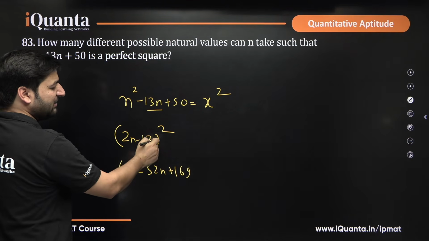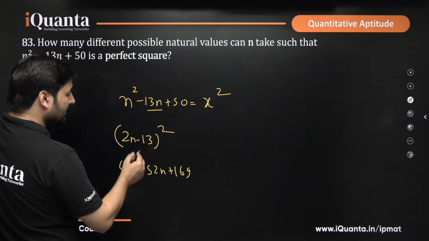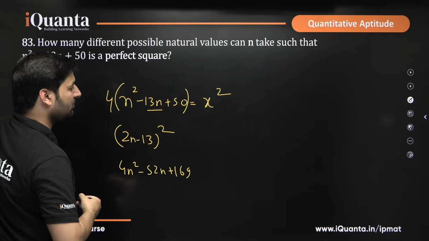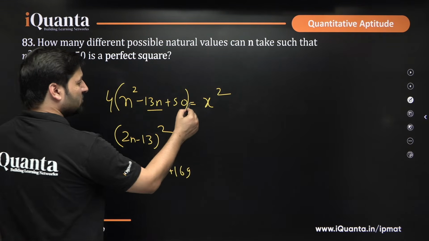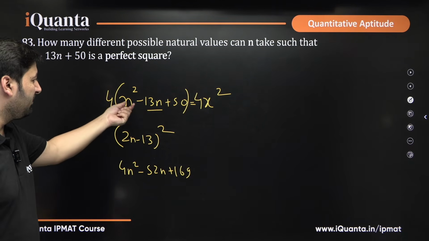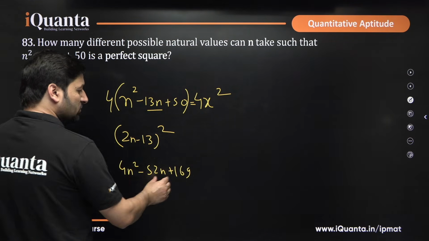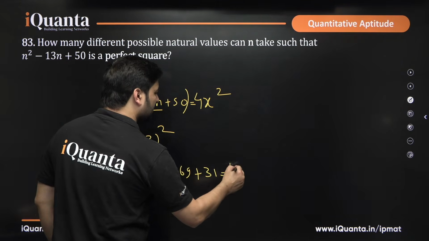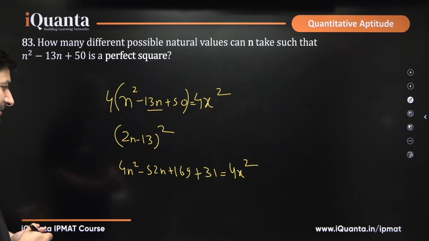Okay, so (2n minus 13) whole squared is definitely giving me 4n square minus 52n plus 169. So, if this entire equation is multiplied by 4, the right hand side will also be multiplied with 4. What do you get? 4n square minus 52n, minus 52n, 4 into 50 becomes 200. So, plus 169 is here, that means I need to add another 31 and that should become 4x square. Yes or no? I hope that is clear.